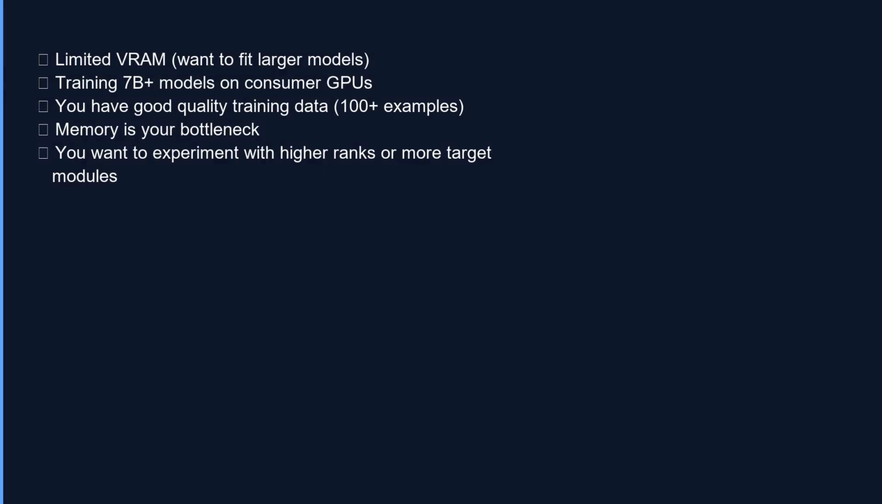Use quantized low-rank adaptation when: you have limited VRAM and want to fit larger models, you're training 7B plus models on consumer GPUs, you have good quality training data, 100 plus examples, or memory is your bottleneck and you want to experiment with higher ranks or more target modules.